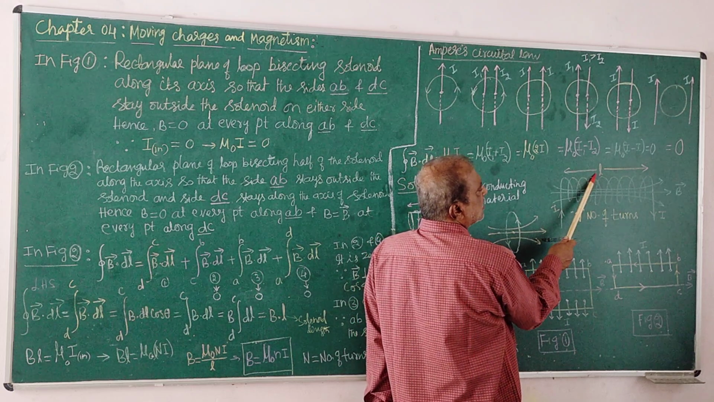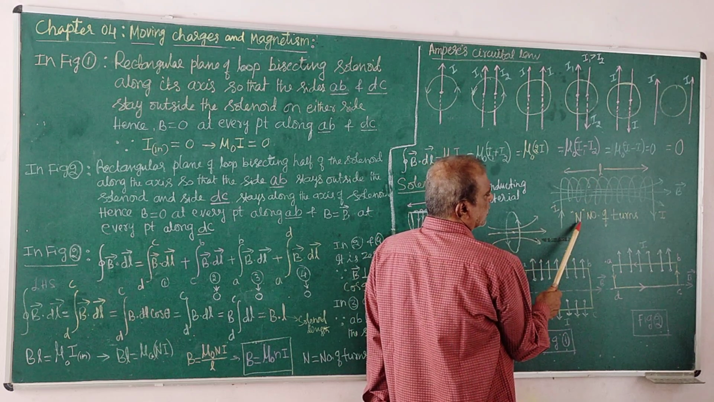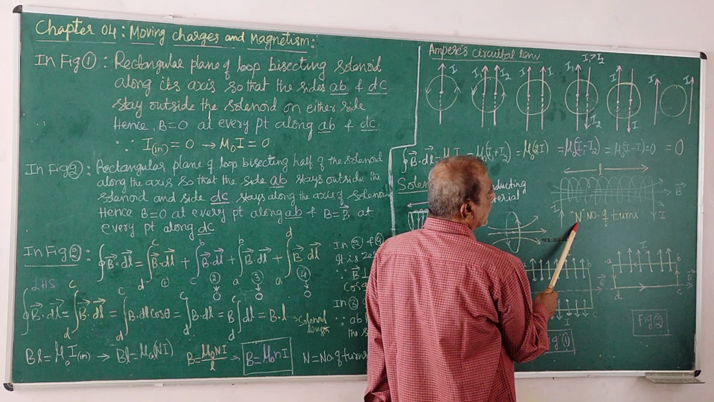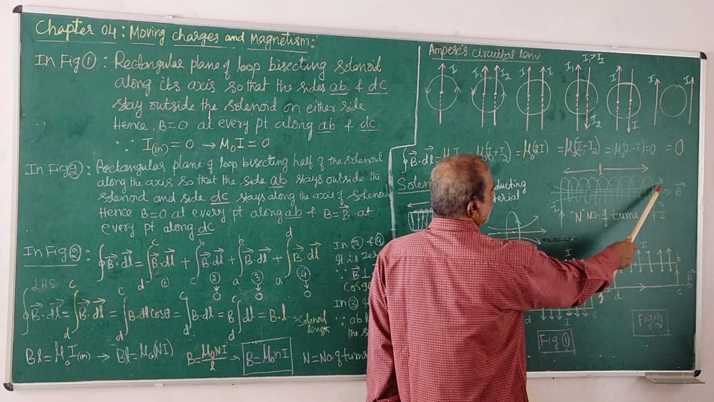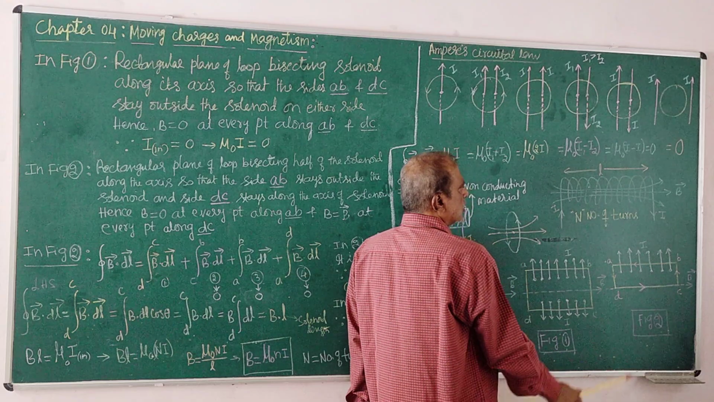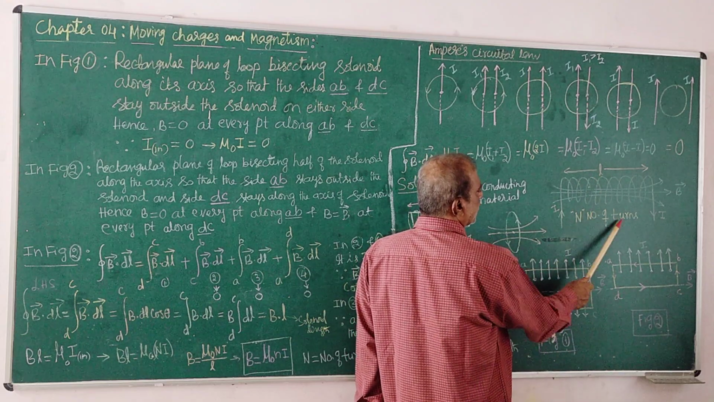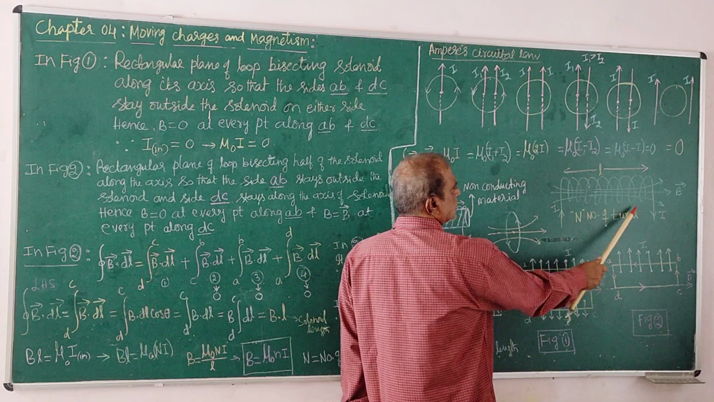L stands for the length of the solenoid and capital N stands for the number of turns. Each round is one turn. Number of turns along the L. So this L contains N number of turns. This N number of turns is the solenoid.